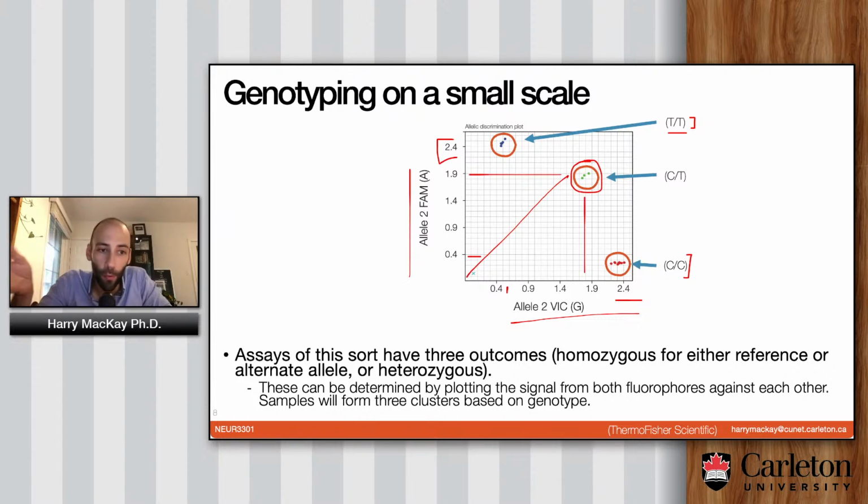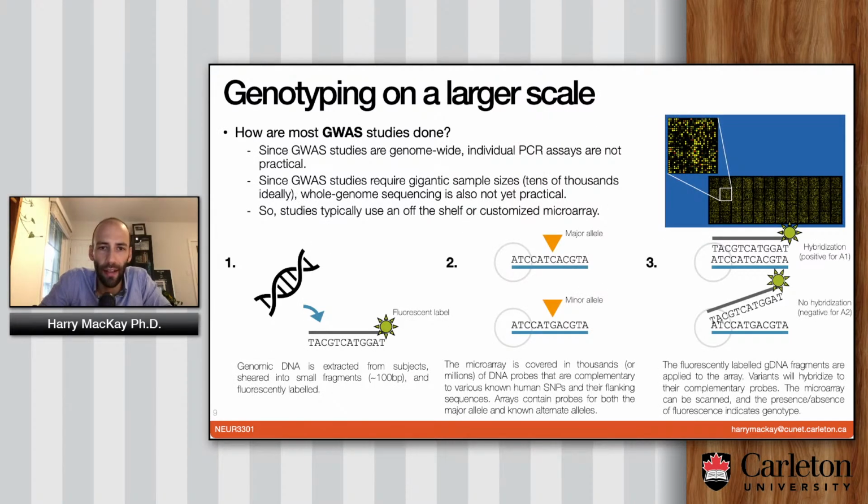So you can run through this and tell very quickly what the genotype is for a lot of different people just by running these kinds of assays. You're essentially pitting the two fluorophores against each other and seeing which one comes out stronger. So that's how genotyping on a smaller scale works.